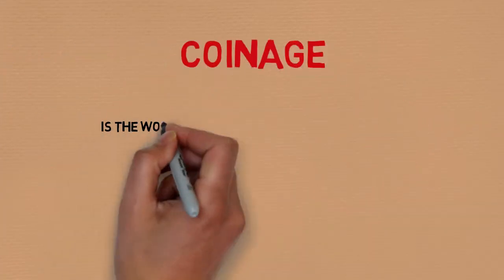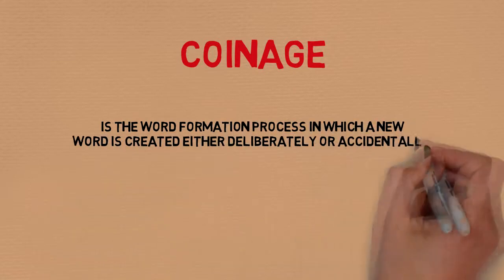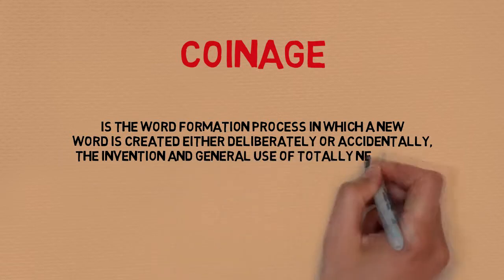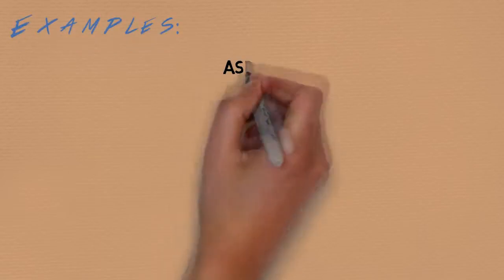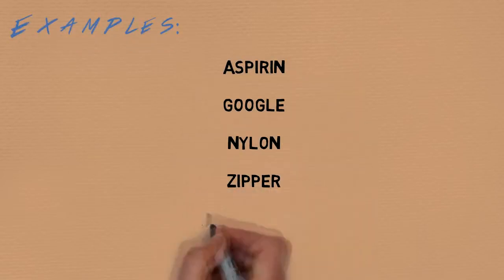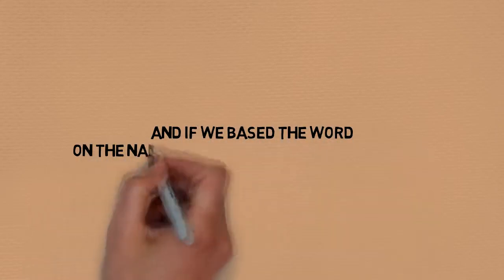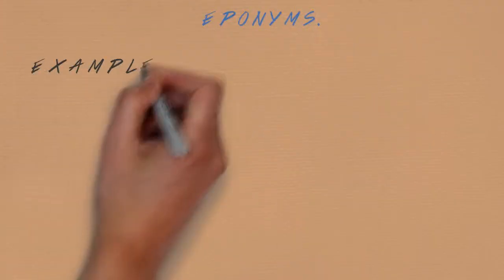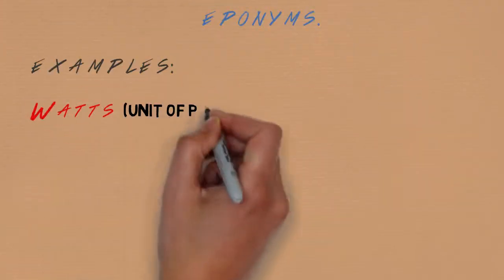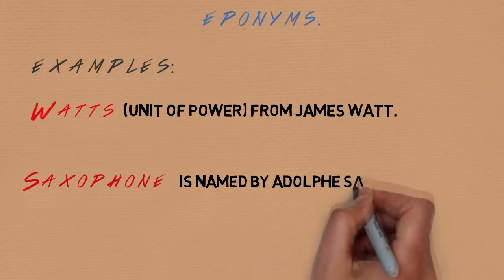Coinage is the word formation process in which a new word is created either deliberately or accidentally, the invention and general use of totally new terms. For example, aspirin, Google, nylon, zipper, and Kleenex. And if we base the word on the name of a person or place, they are called eponyms. For example, watt is a unit of power that comes from James Watt. Saxophone is named after Adolphe Sax.